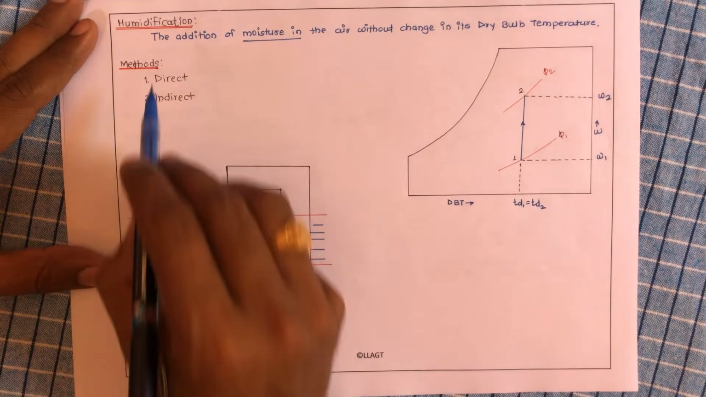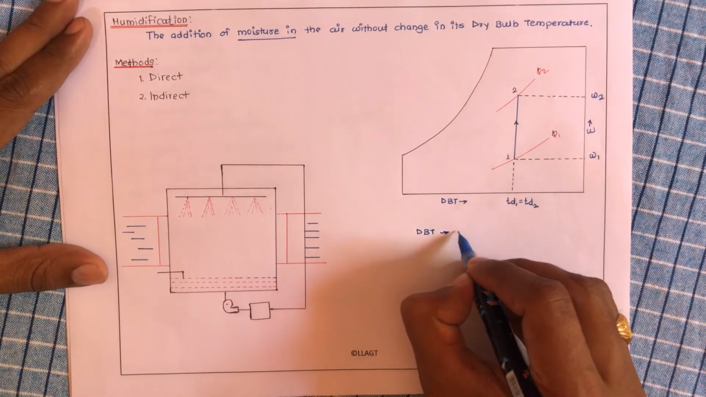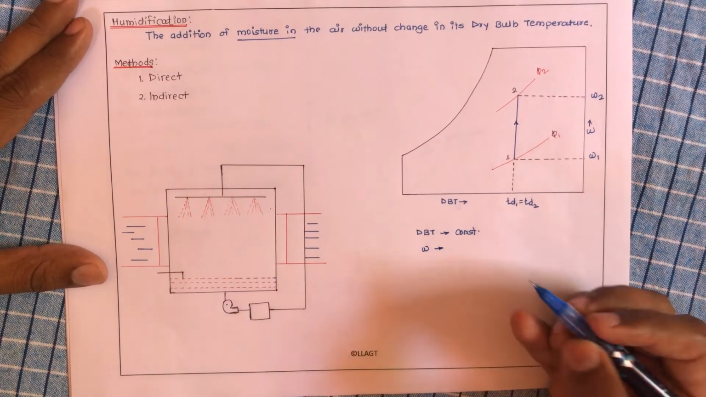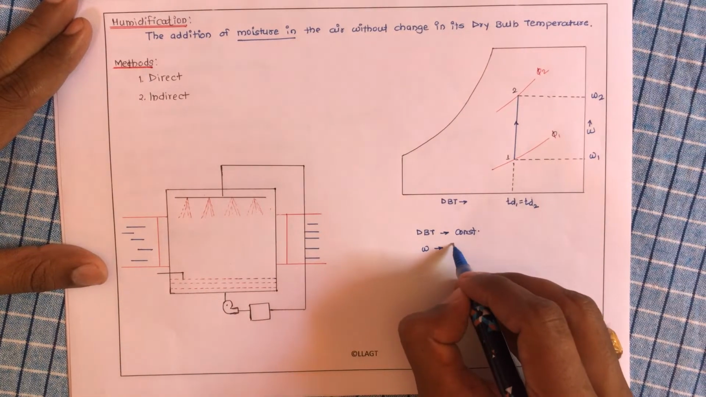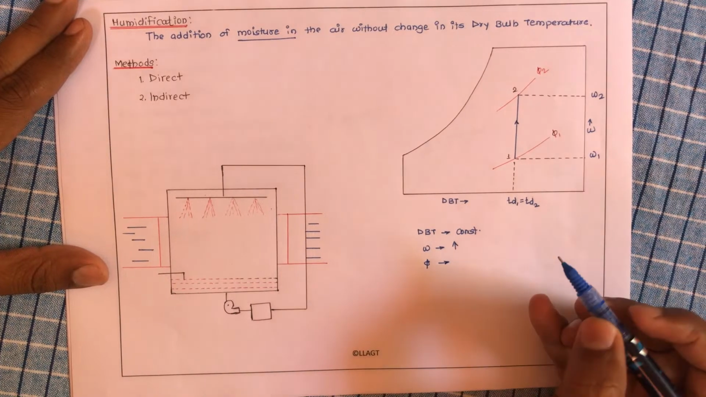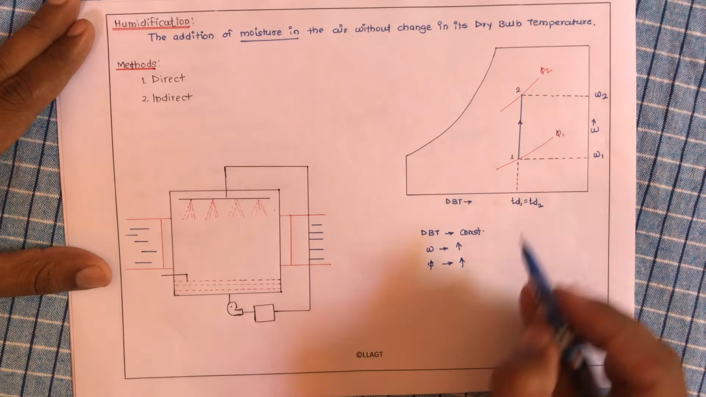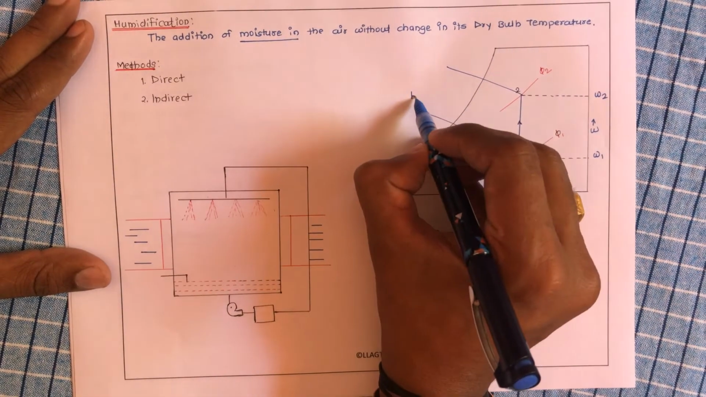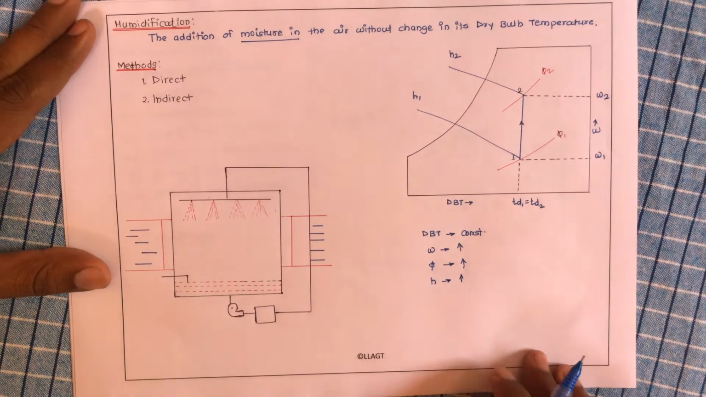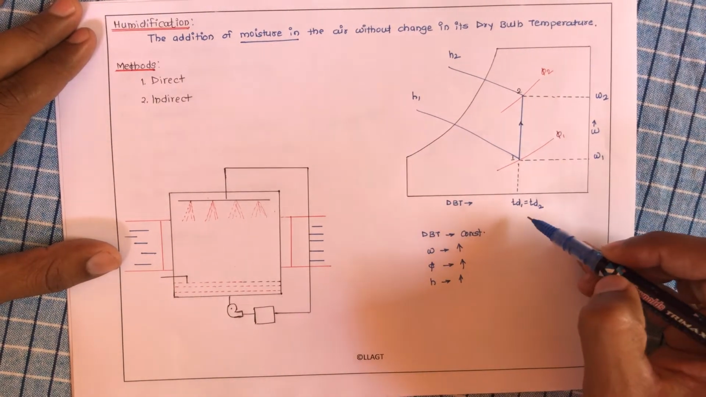Here I can write, during the humidification process the dry bulb temperature remains constant. What will happen to the specific humidity or humidity ratio? It goes on increasing. What will happen to the relative humidity? The relative humidity increases from phi1 towards phi2. And what will happen to the enthalpy? This is H1 and H2. That enthalpy also goes on increasing. I will repeat. During the humidification process, the dry bulb temperature remains constant.